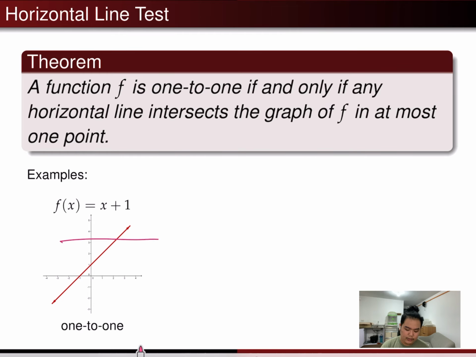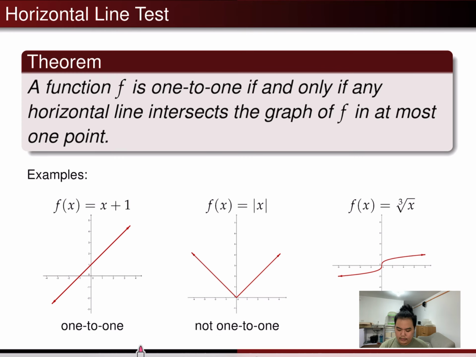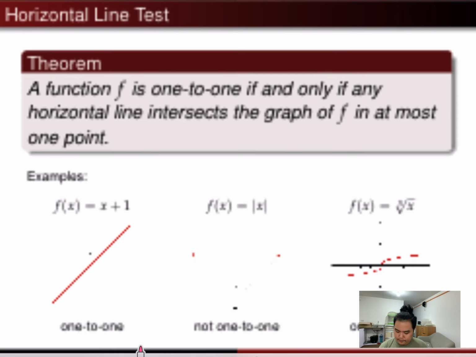So, this function is one-to-one. Kasi whenever you have a horizontal line, it intersects the graph in exactly 1 point. While this one, let us check if it is one-to-one or not. Horizontal line, it intersects the graph twice. That is more than 1, meaning this function, absolute value of x, is not one-to-one. And the last one, oops, that's not a horizontal line. So what do you think? It's one-to-one.